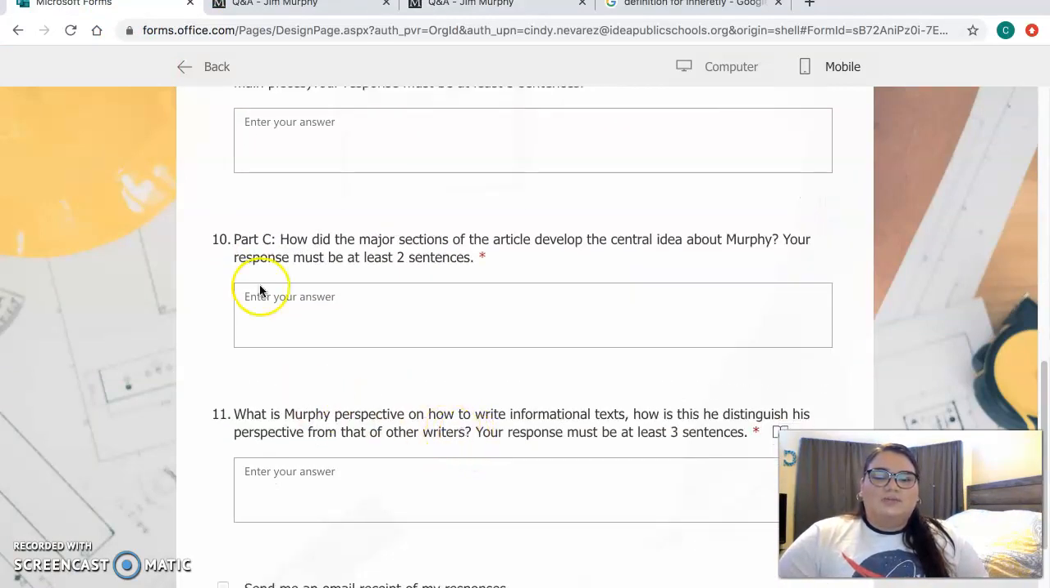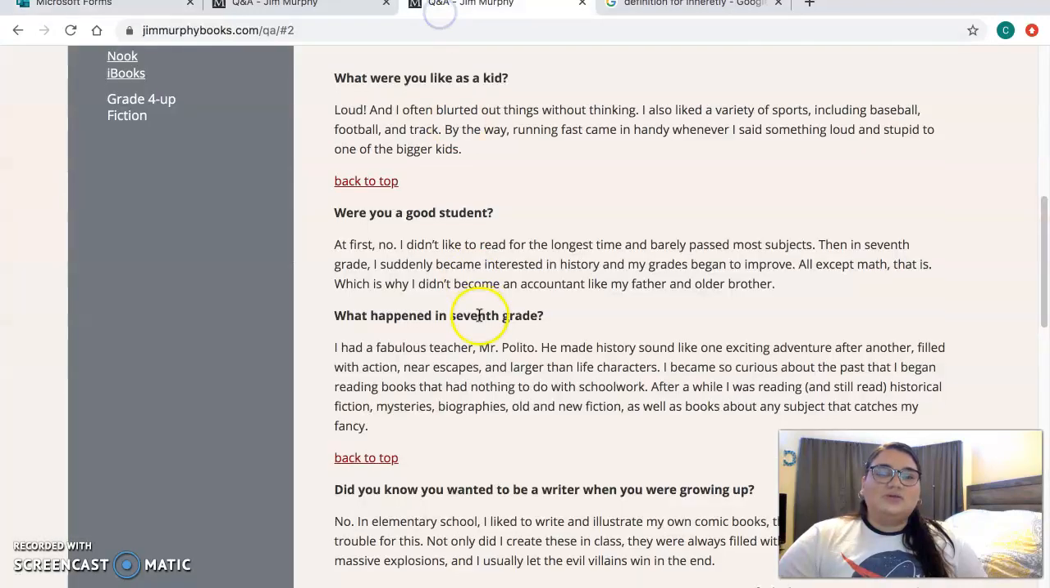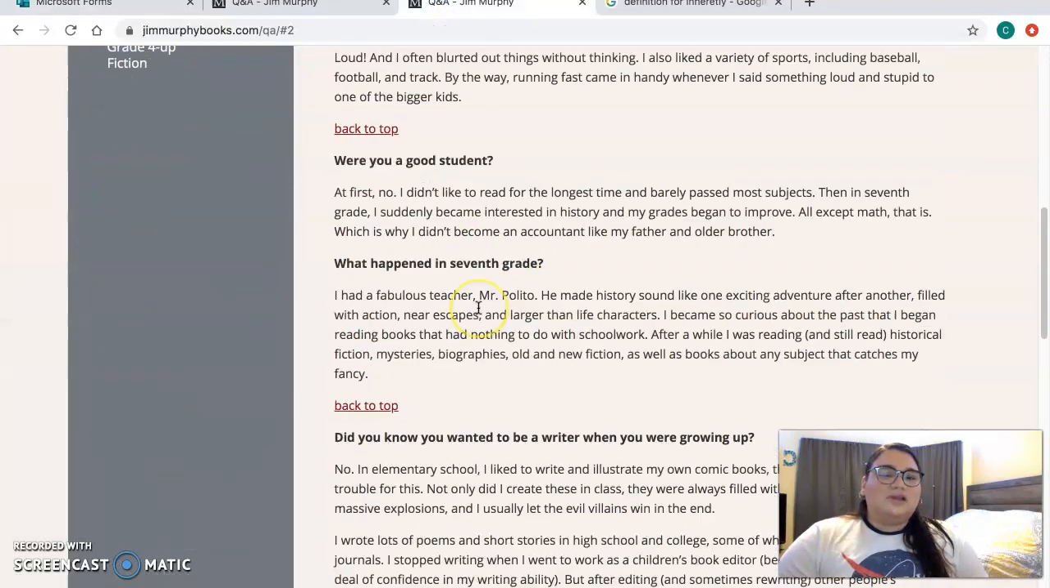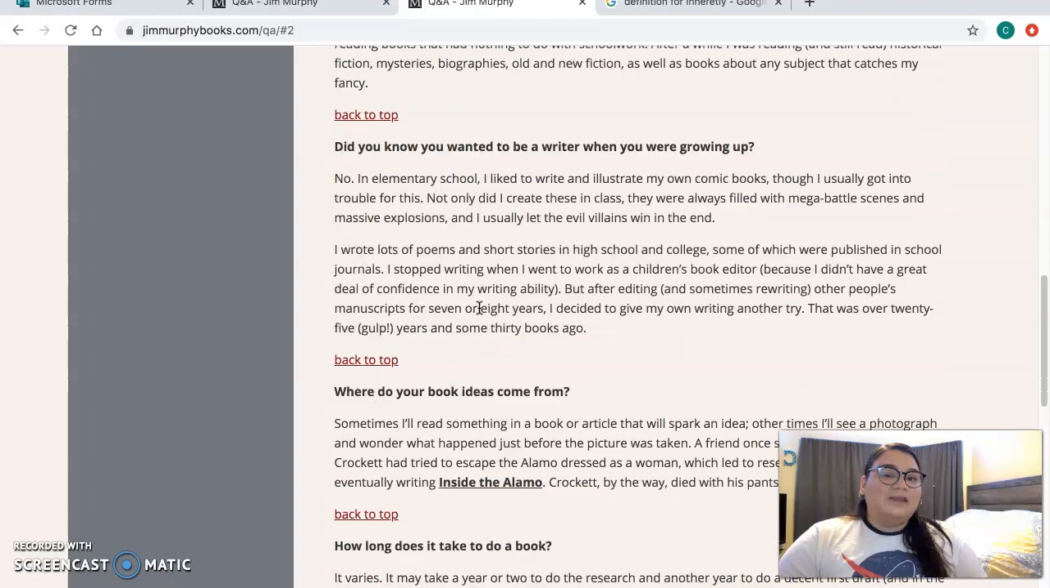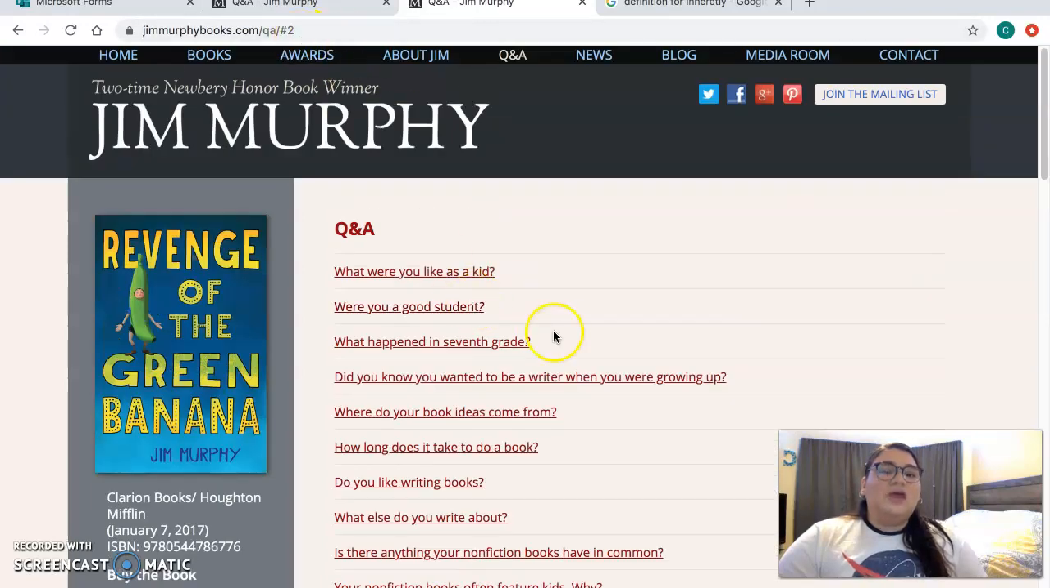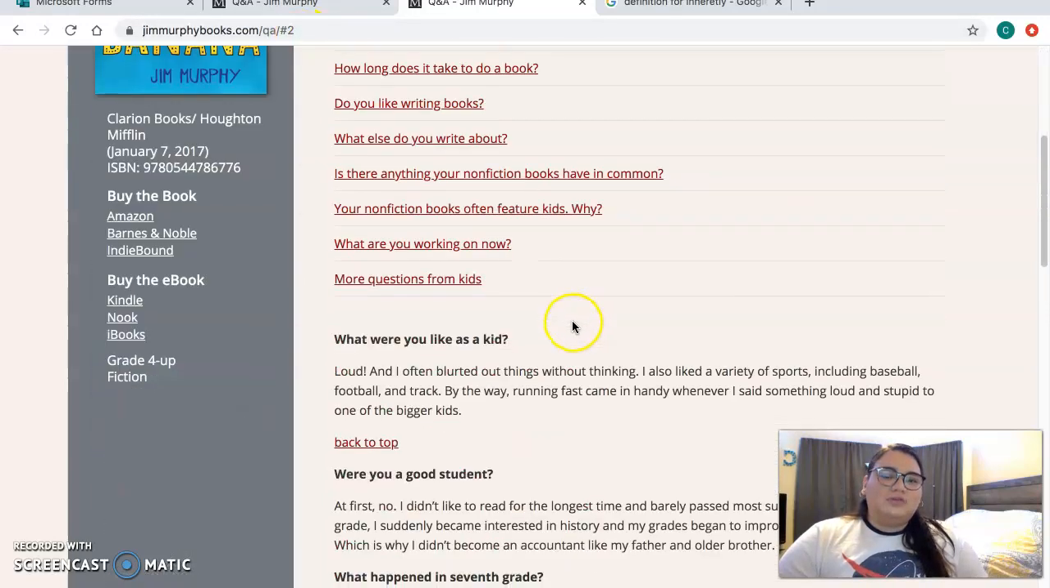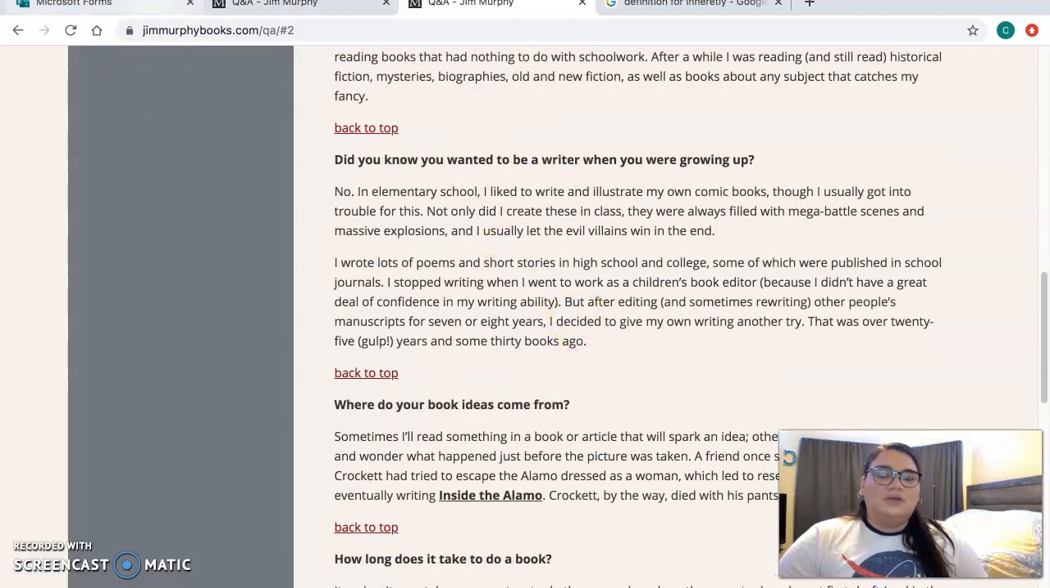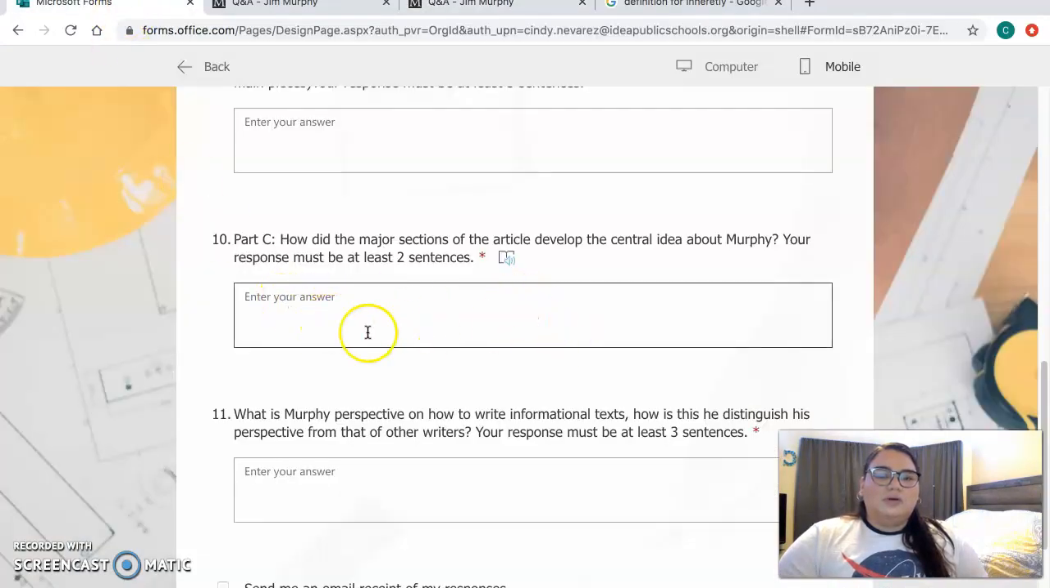And then here is, what are the major sections of the article that develop the central idea about Murphy? So here you would go back and see what the central ideas are. Central ideas are like the main idea. What are the main answers that they're giving you in these responses? What is the point of having this website? What are they trying to tell you? So then you would tell me here what the major sections are.